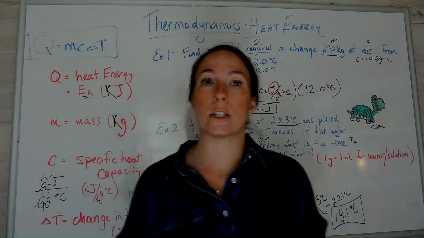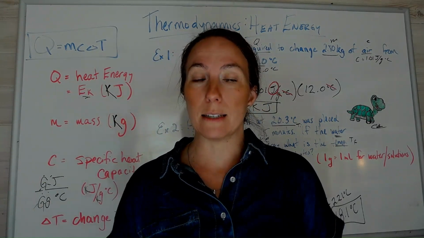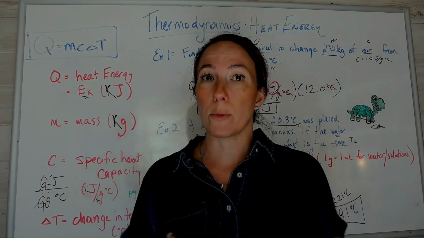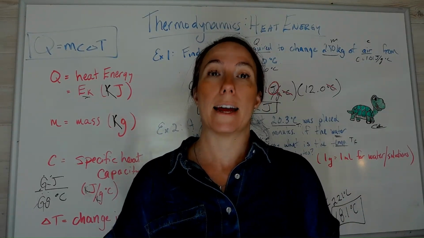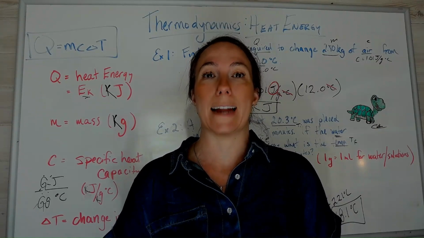Okay, so I hope you understand what Q equals MC delta T is, how to use my formulas within this, the understanding of what specific heat capacity is, and understanding that Q is about kinetic energy.